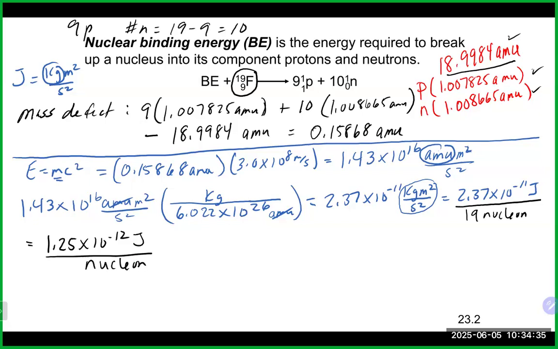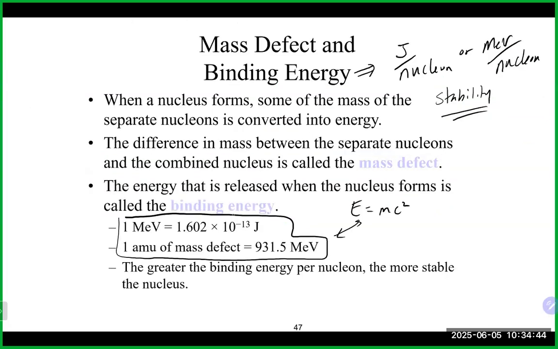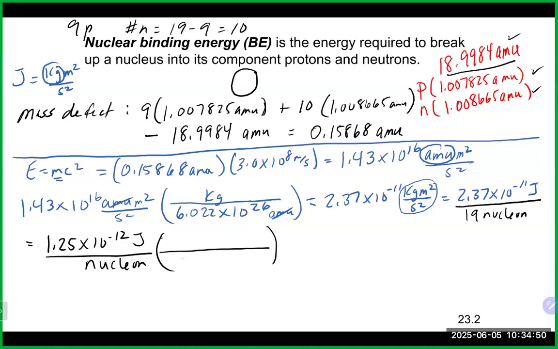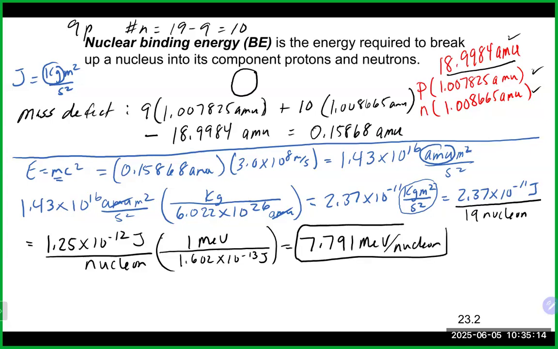And if you wanted the other unit, you can use that conversion that we saw on the previous slide, right here: there is 1.602 times 10 to the minus 13 joules in a mega electron volt. The joules would cancel in that case, and you could convert it into the other common unit of binding energy, which in this case would be 7.79 mega electron volts per nucleon. So this is one approach that you could take to get the binding energy per nucleon.